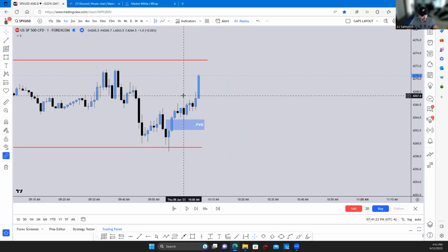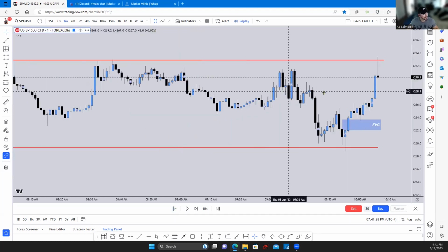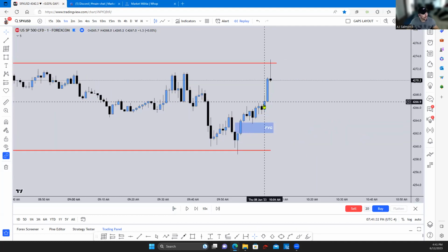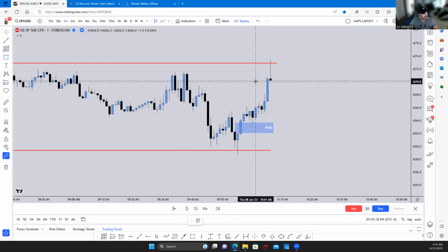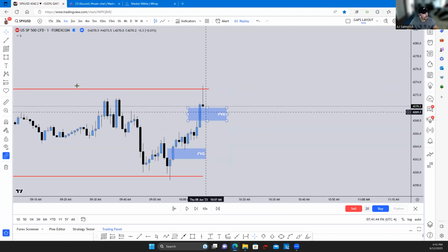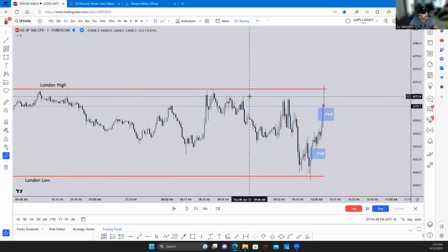Internet's lagging here. There we go. So as you see, we'll go back one. We have 1, 2, 3. This 3 candle pattern. There's a gap in between here. Big bullish engulfing candle leaves this gap here. This is your fair value gap. Okay. So we're targeting the London highs here.